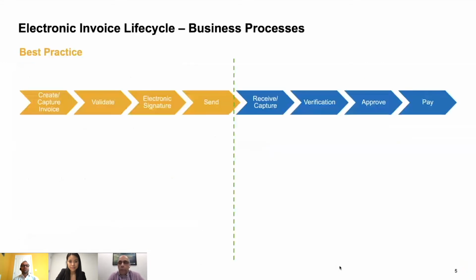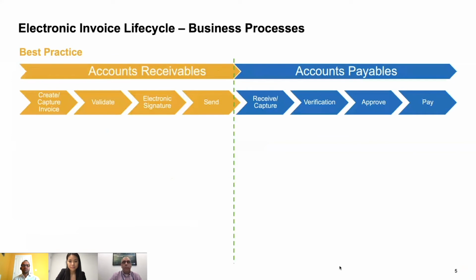In the invoice automation side, as you all know, the best practices for creating and managing invoices start when the invoice is created, validating the invoice, doing the legalization of the invoice or the electronic signatures, sending, receiving, verifying, approving, and paying. But there are differences in this business process. On the left-hand side, usually the supplier side, the accounts receivable team is responsible for creating that invoice. On the right-hand side, the buyer's accounts payable team is responsible for receiving and reconciling those invoices.